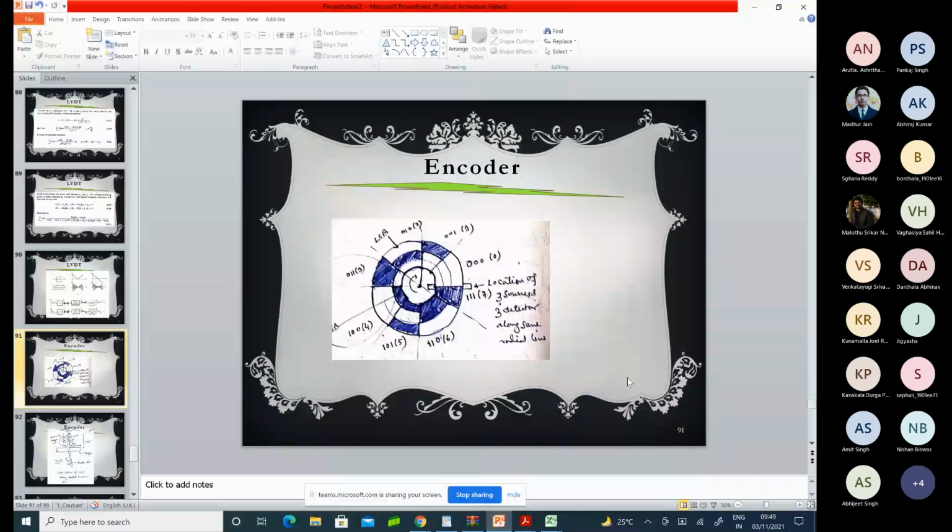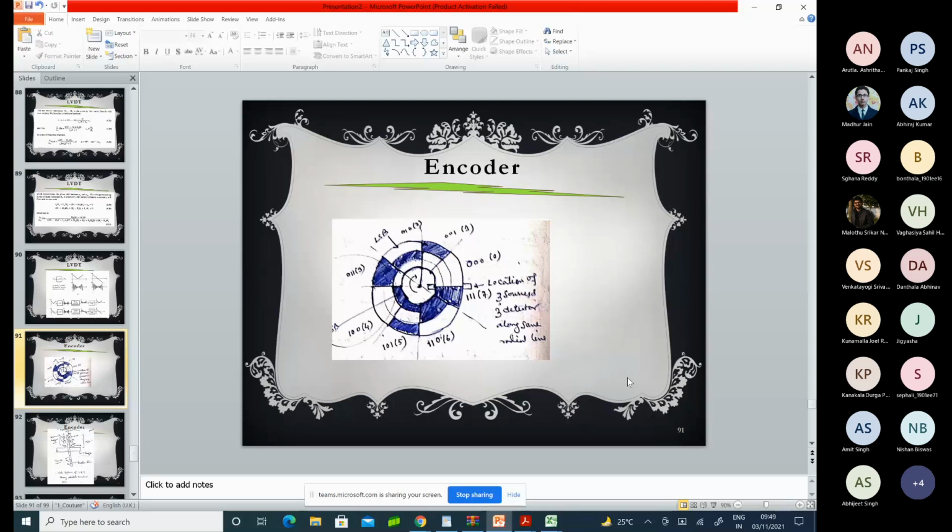Now encoders are mainly classified into two groups. First is the shaft encoder or rotary encoder, and second is the linear encoder. Among these two, shaft encoder is very popular.